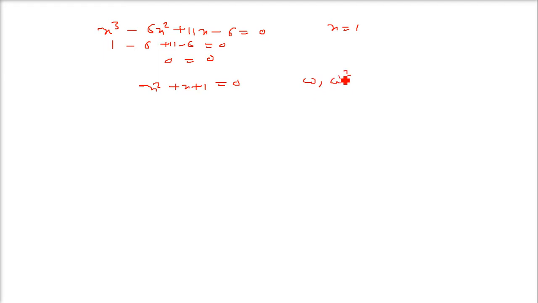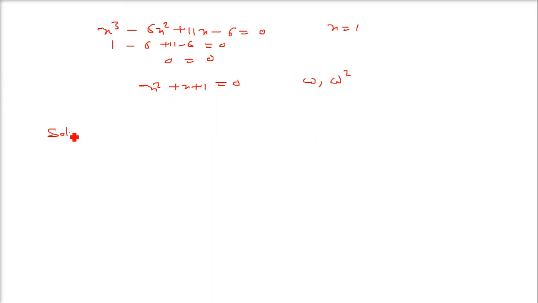x cube minus 6x square plus 11x minus 6 equal to 0. Now if you put x equal to 1, it will be 1 minus 6 plus 11 minus 6, and this is 0 equal to 0. So x equal to 1 is actually a root of this equation. Now similarly, if you say x square plus x plus 1 equal to 0, then omega and omega square, you know about omega, are the solutions of this. These are called the roots.